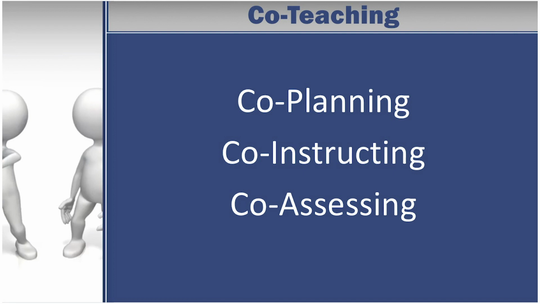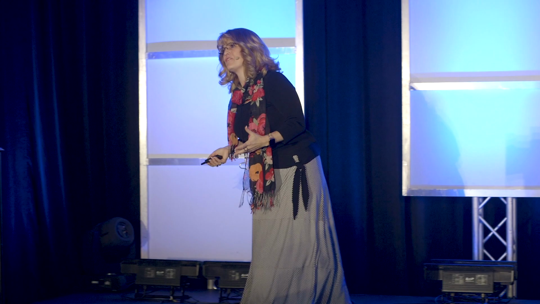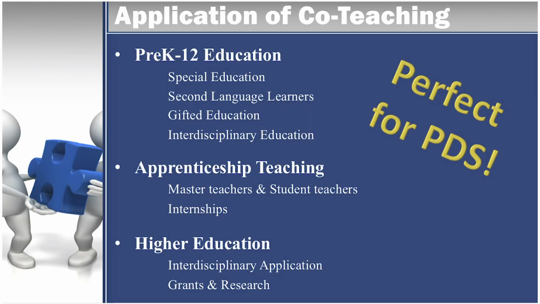And this is done at all levels. This is so perfect for the professional development school arrangement because we have co-teaching in K-12, where the teachers are teaching with one another. We have co-teaching between universities and schools where we have master teachers, mentor teachers, and apprentice teachers or student teachers who are co-teaching with one another.